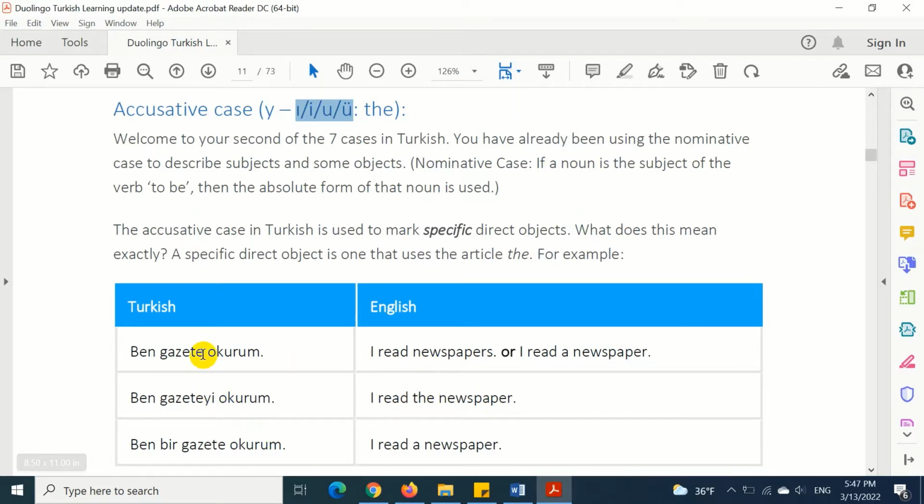Here, gazete is the noun, meaning a newspaper, and the last letter is e. So we have used this letter, and there you can see y as well. Why? Because in the Turkish language generally two vowel letters cannot come after one another, so we need a buffer in order to separate these vowel letters. It is a general rule.